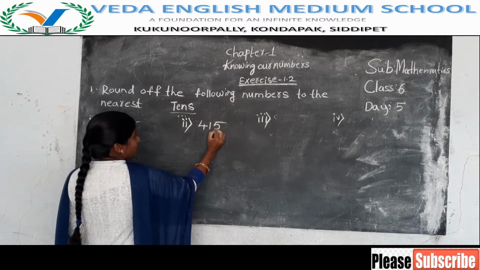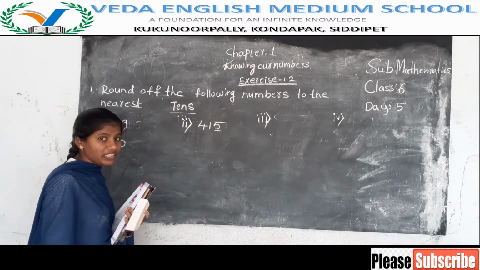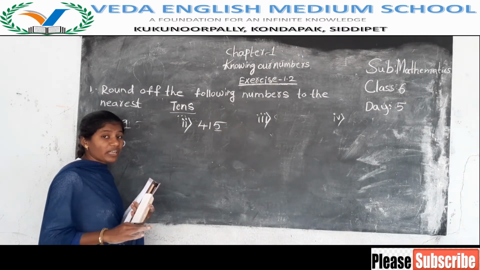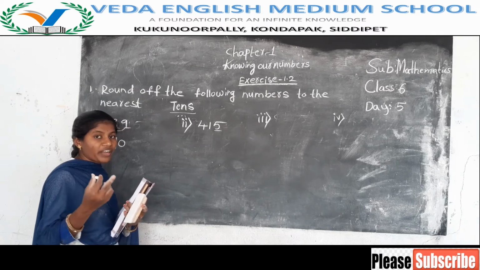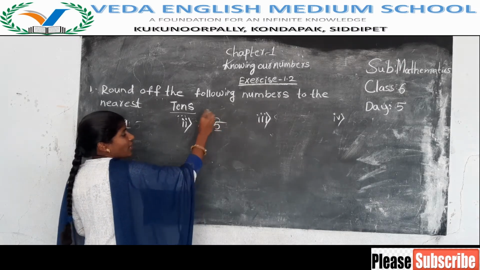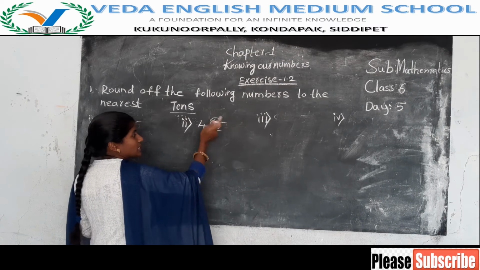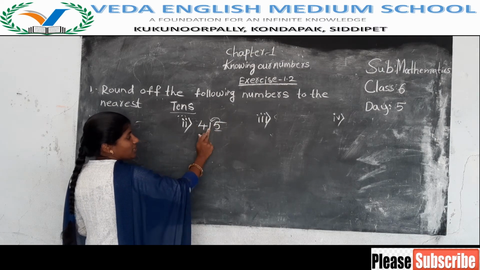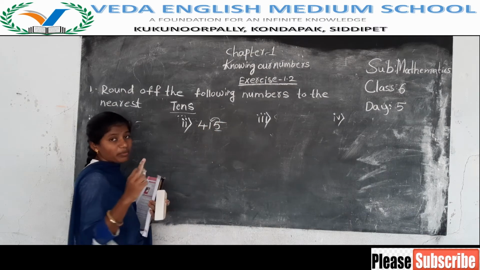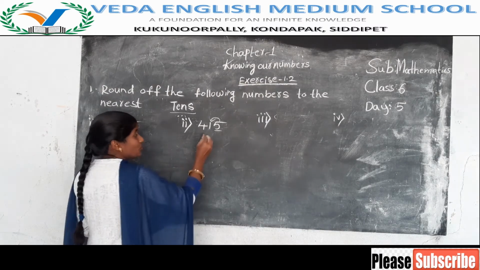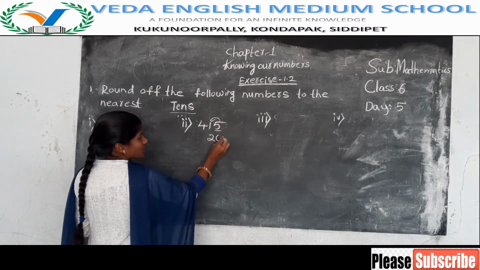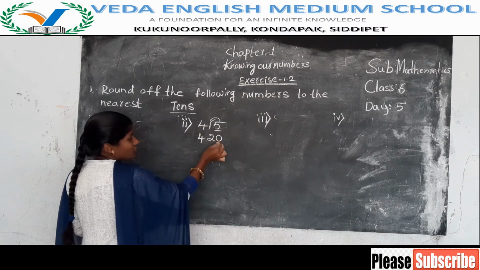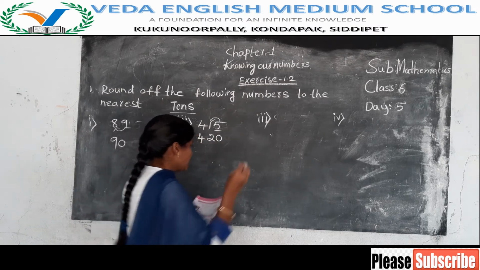That means you have to check the ones place number. What do you have in the ones place? 5. Is 5 above 5 or below 5? Above 5. If the number is above 5, then what you have to do? You have to increase the next number one time. What is the next number here? 1. If you increase 1 by 1, then what you will get? 2. In the next place you have 0. So 415 is nearest to 420.